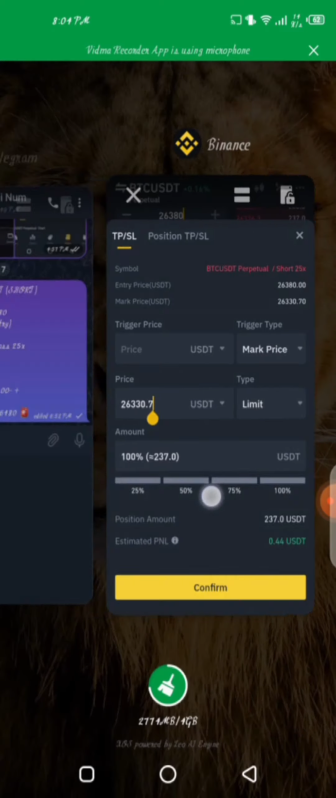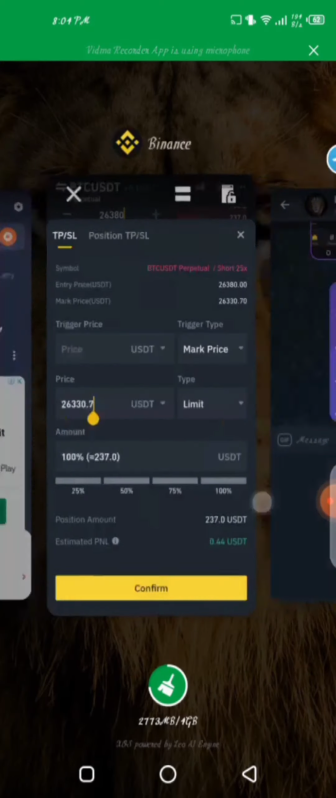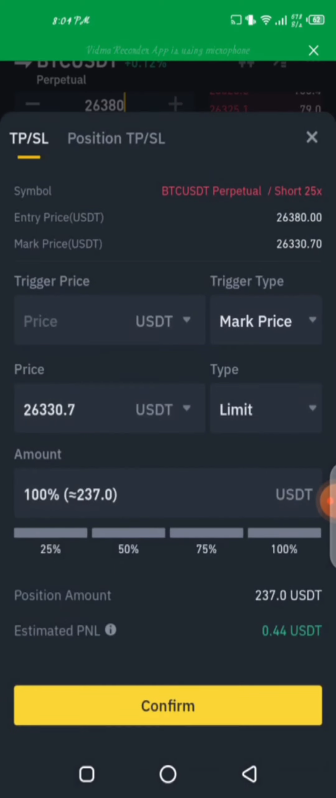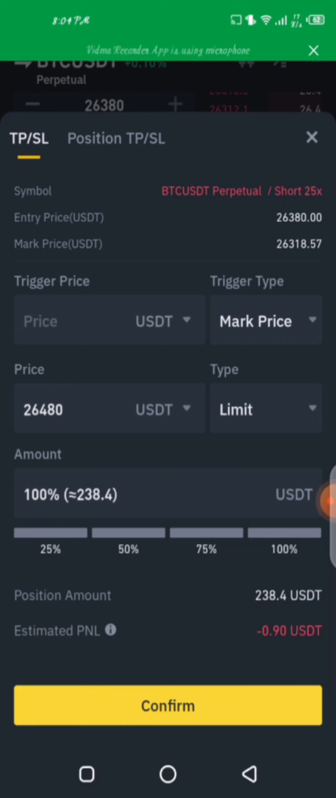So what price did I set here for my stop loss? 26,480. So I'll put it here. 26,480. So if the market closes at 26,480, the money I am going to lose is just 90 cents, not up to $1. And I click on confirm. 100%. Click on 100%, so that it's the entire money. So if this market goes to 26,480, what I'm going to lose from my trading capital alone is just $1.